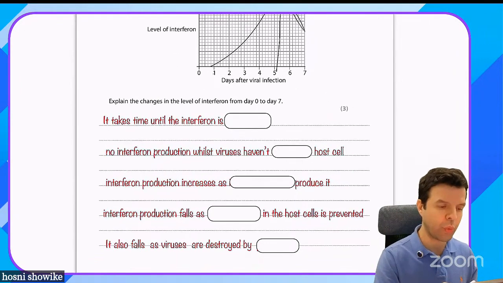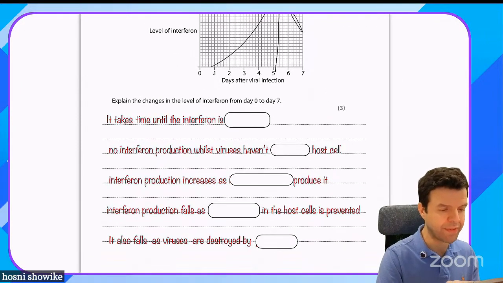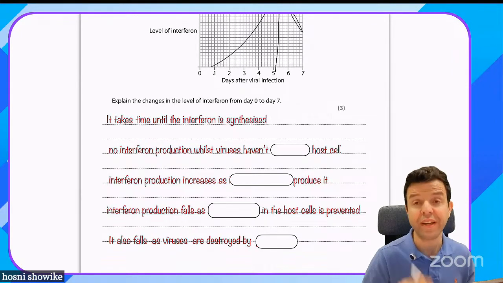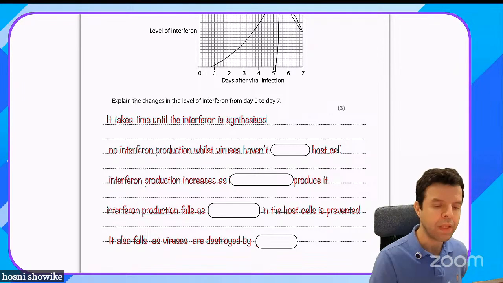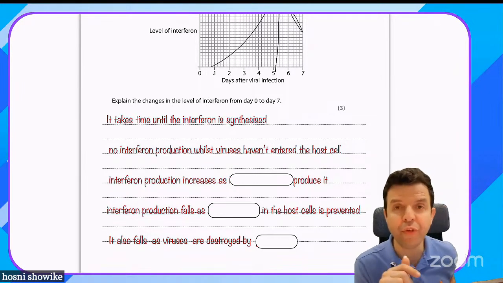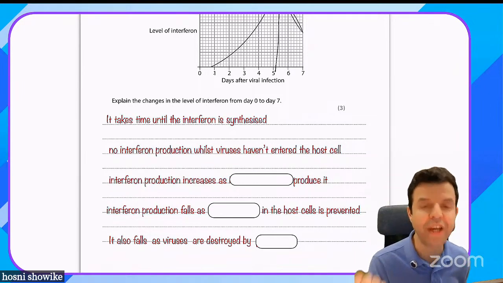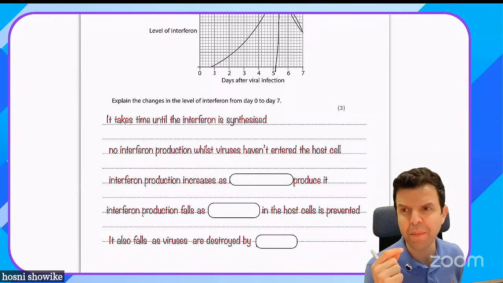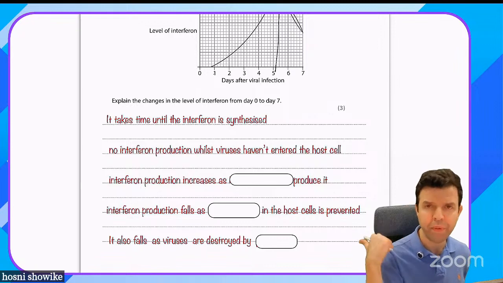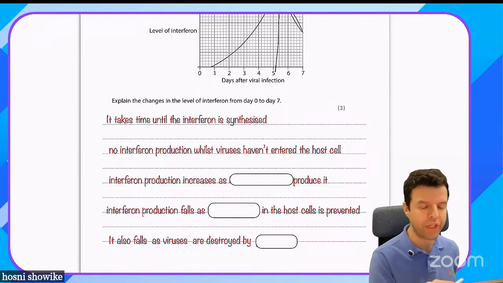So first of all, why does it take time? It takes time for the interferon to be synthesized. It's a protein, and protein synthesis takes time. Initially, there was no interferon because the viral infection did not happen. That's why they asked us this question at the beginning. They want us to remember that the viral infection only occurs if the virus is inside the cell.